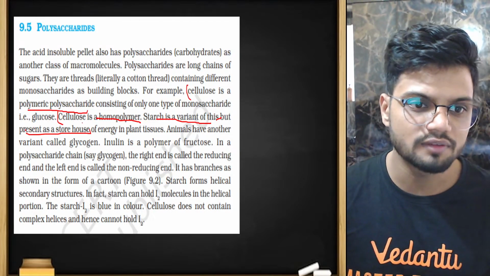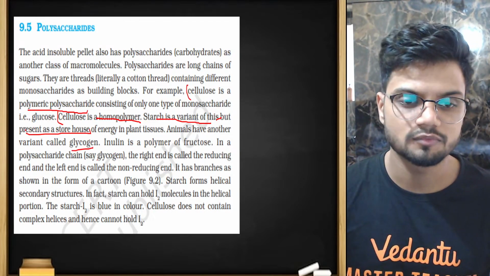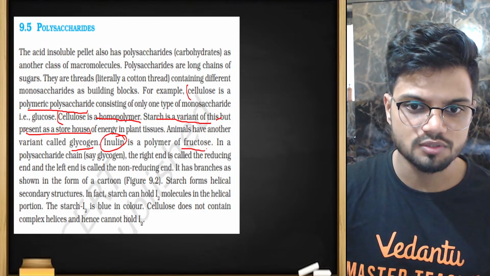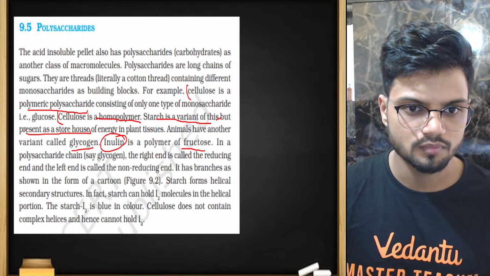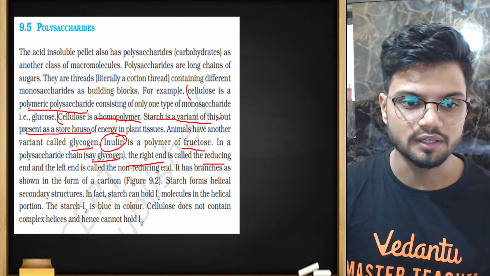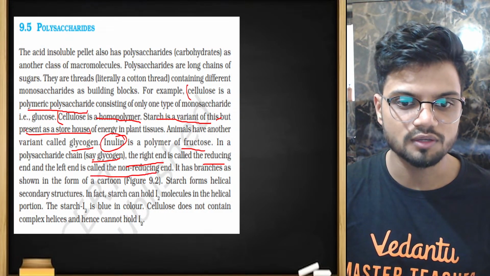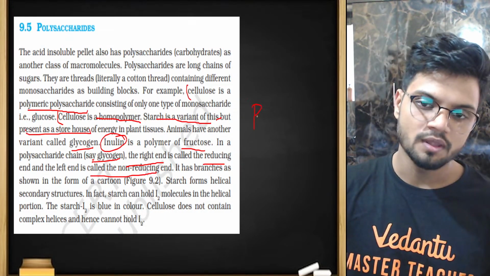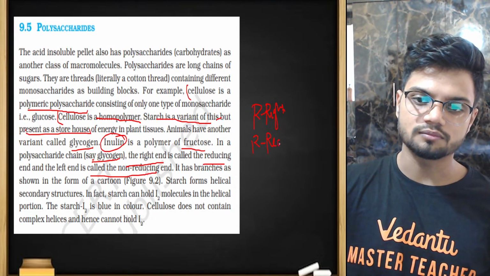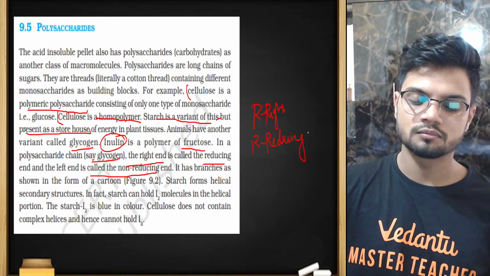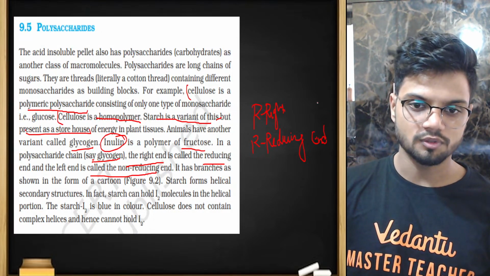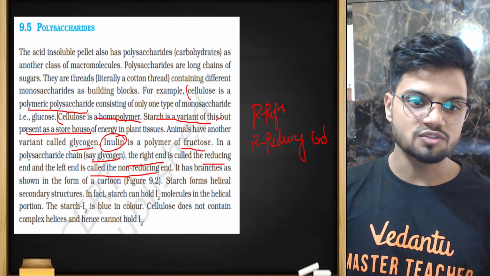Animals have another variant called glycogen, with high branching. Inulin is a polymer of fructose, PYQ. In glycogen, the right end is called the reducing end. The left end is called the non-reducing end. R for right, R for reducing. Reducing end has a free aldehyde or ketone. It has branches as shown in the figure.